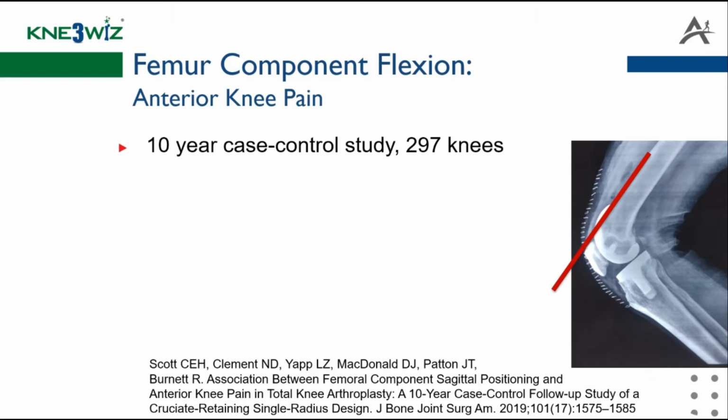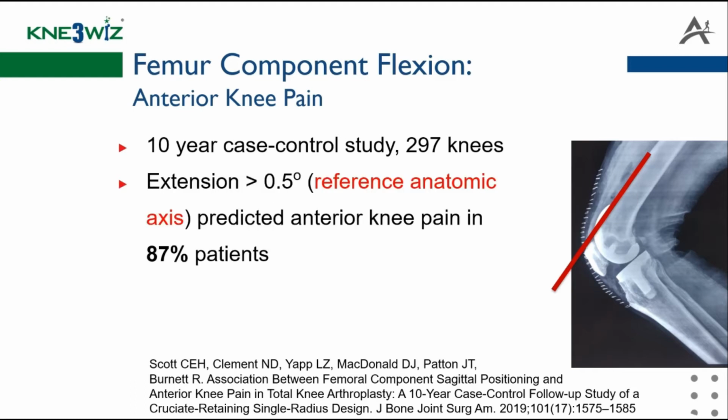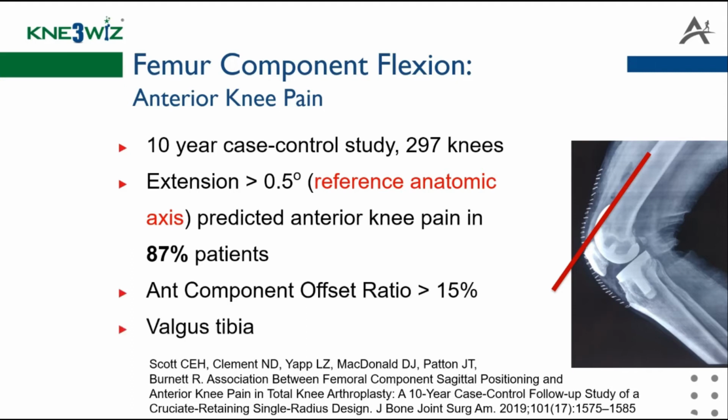In another 10-year case-controlled study of 297 knees, extension of more than 0.5 degrees predicted anterior knee pain in 87% of patients. The reference in the study was the anatomic axis of the distal femur. Also, an anterior component offset ratio of more than 15% and a valgus tibia were strongly associated with anterior knee pain.